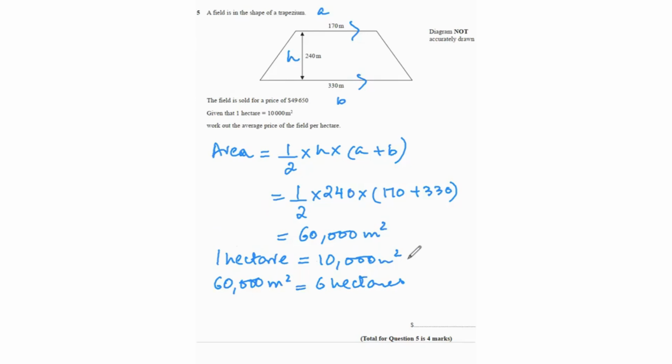So the field is sold for a price of $49,650. We have to work out the average price of the field per hectare. So for the average price, we're going to divide the total price by the total number of hectares. So 49,650 divided by 6, which gives us $8,275 per hectare. That is the average price of the field per hectare.